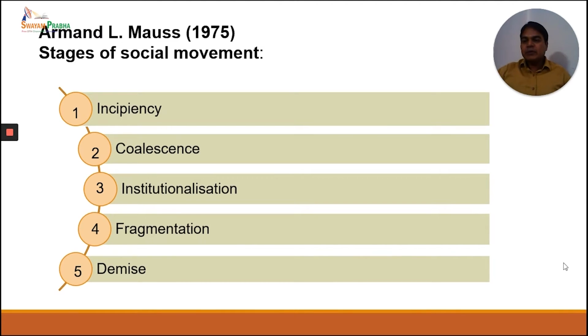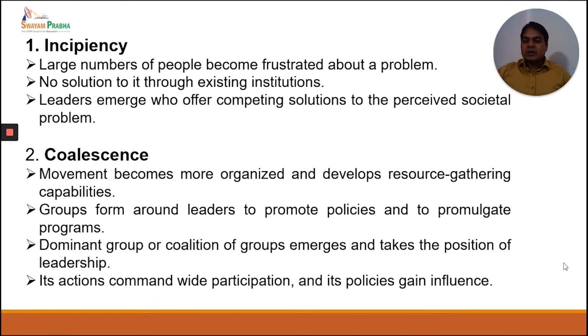Another attempt to identify the different stages of social movement has been made by Armand L. Mauss, where he expressed the importance of focusing on the continual interaction between movement, government, and the larger social environment, that is, how these three different components interact with one another. Based on his research, Armand L. Mauss has identified that every social movement passes through five different stages: incipiency, coalescence, institutionalization, fragmentation, and demise. Now, we'll try to understand these five different stages of movement identified by Mauss.